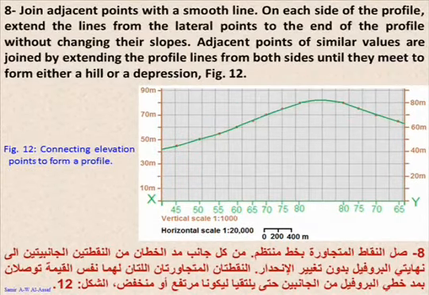8. Join adjacent points with a smooth line. On each side of the profile, extend the lines from the lateral points to the end of the profile without changing their slopes. Adjacent points of similar values are joined by extending the profile lines from both sides until they meet to form either a hill or a depression. Figure 12.